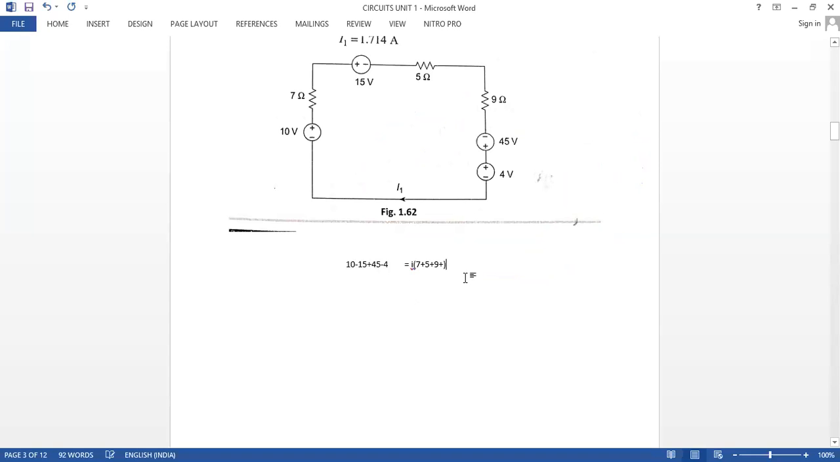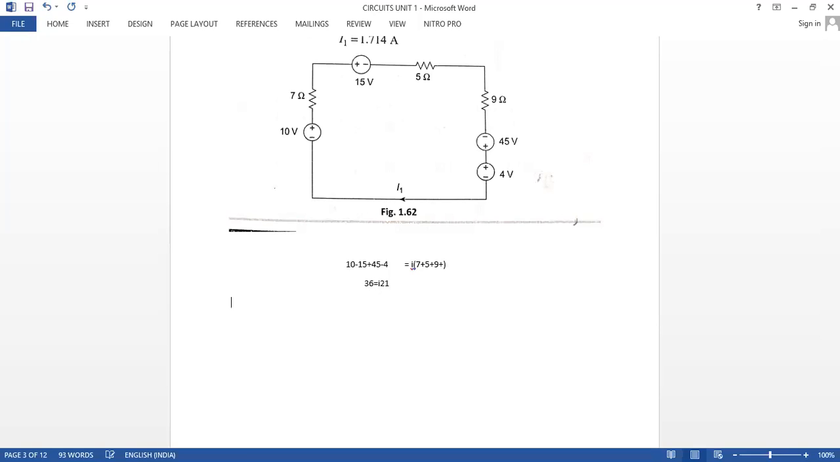Tell me, all of you, calculate. 55 minus 19 is 36. 36 equals I into this addition. You tell me, 7 plus 5 plus 9 is 21.